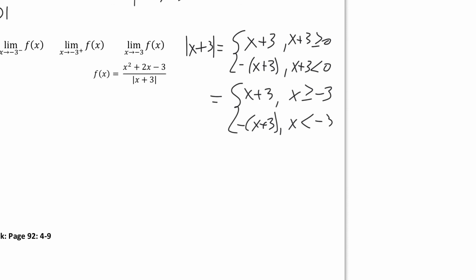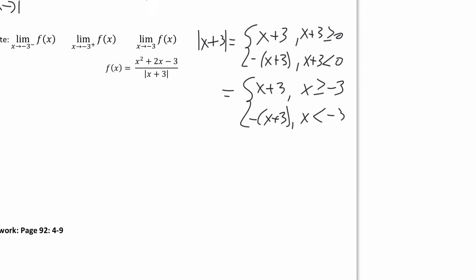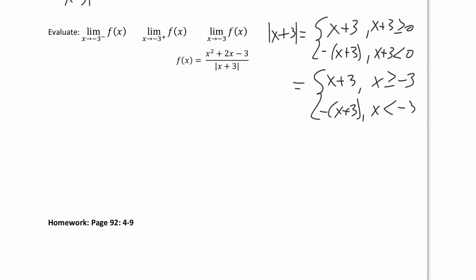When I'm going to do my limits from the left or from the right, I can look at this portion here, and it should help me decide how my function's going to look. So we're going to have the limit x approaches negative 3 from the left. That means we're taking values less than negative 3. So we're taking this portion here. The top will be just the same, but the absolute value now, we're going to replace it with this portion here. So we'll have x squared plus 2x minus 3 over negative (x plus 3).